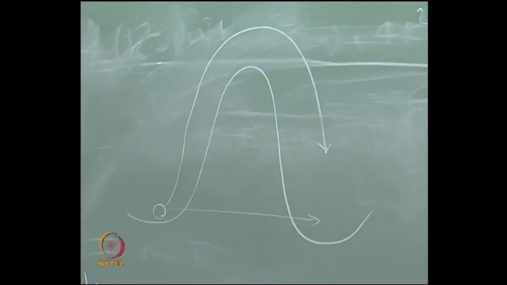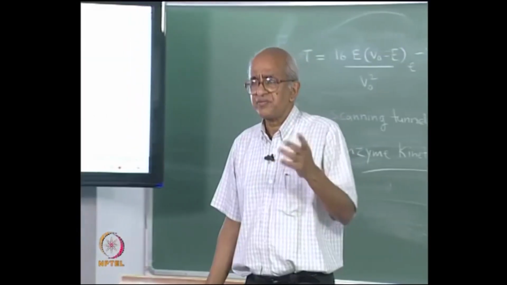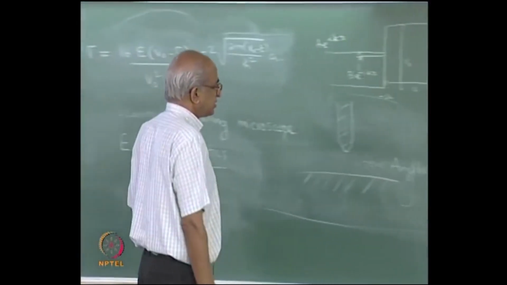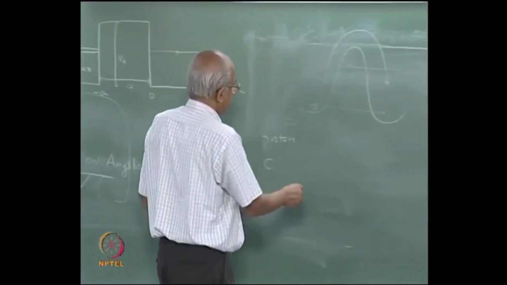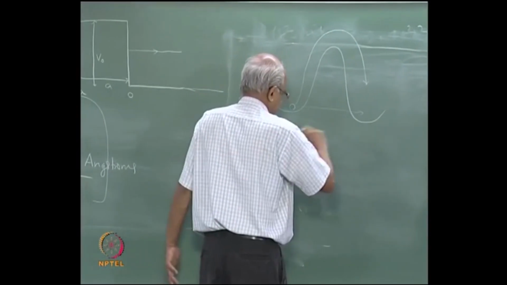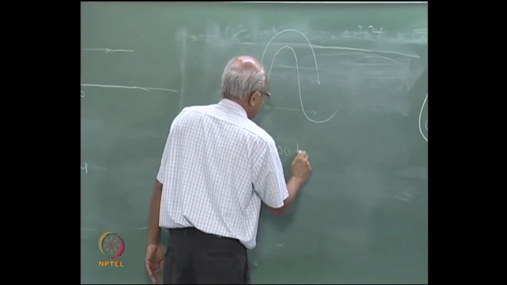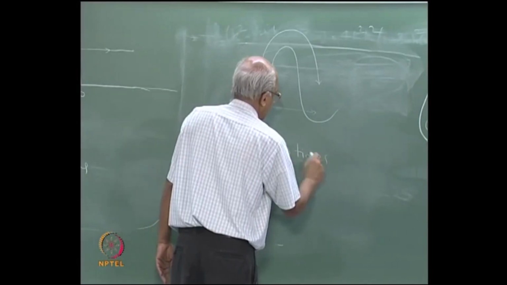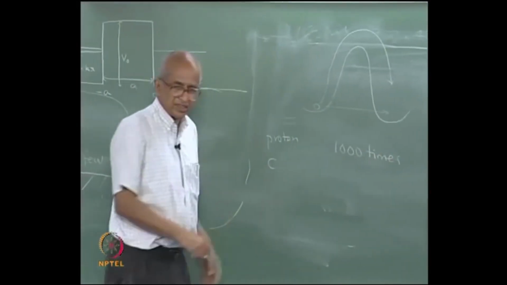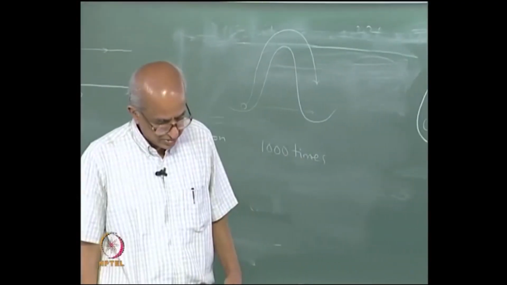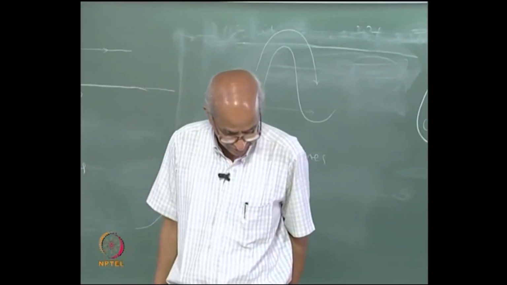It has been suggested that this occurs in enzyme kinetics, and that tunneling actually speeds up the reaction perhaps up to about 1000 times. So, that is another very interesting system where tunneling occurs.